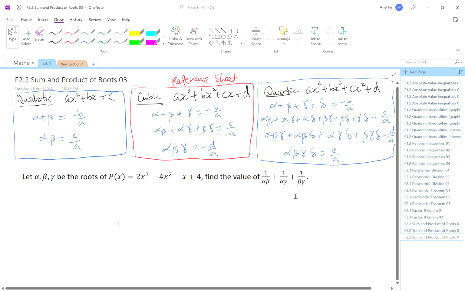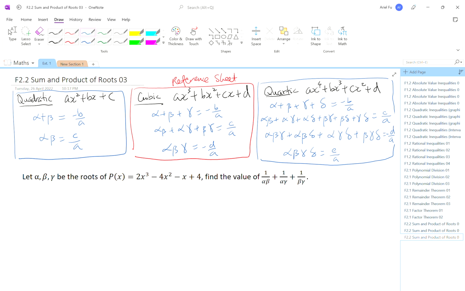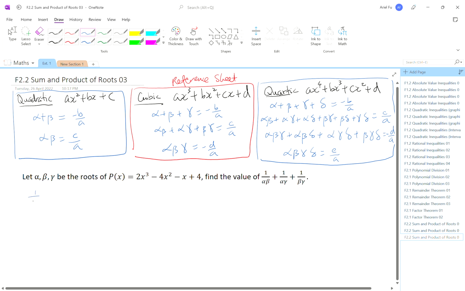I want to look at this and ask, can I rewrite this fraction? This is where algebra skills are quite important. Can I rearrange this fraction to something like that? So I'm going to start with 1 on alpha beta plus 1 on alpha gamma plus 1 on beta gamma. Can I rewrite it in one of the forms that is in the reference sheet?